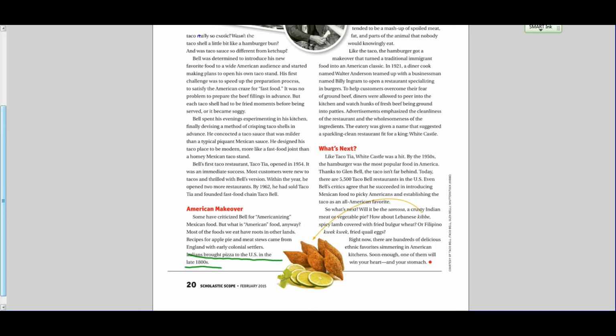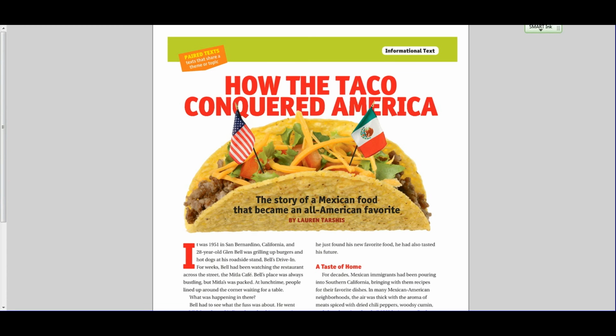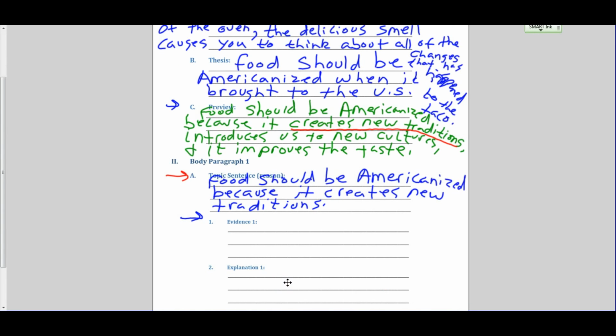So of course I'm going to paraphrase this. And before I do anything, I need to figure out who wrote this article, because I need to cite it, which means give our author credit. So I see on the first page here that Lauren Tarshis wrote this article. So I'm going to go back to my outline, and I'm going to start it out by just putting Tarshis. And of course, when you write this into a paper, I need to word it a little differently, but I'm just going to put it there like that so I know that this came from Tarshis. And I'm going to put pizza came from Italy.